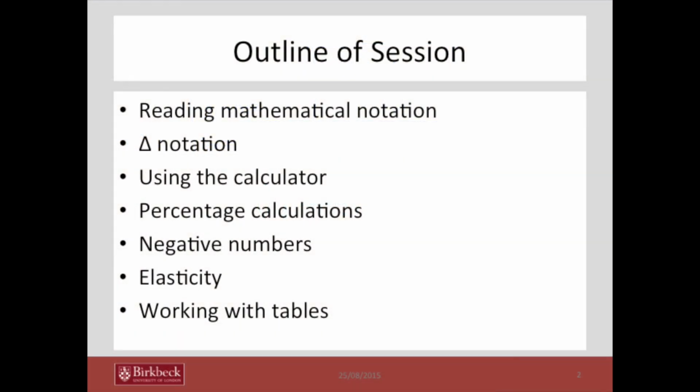In this first tutorial, which introduced you to the basic mathematical skills needed for microeconomics for business, we covered how to read mathematical notation. We went into some detail about the delta notation, which refers to changes. Then we looked a little bit at how to use the scientific calculator. We went into some detail on percentage calculations. We looked at negative numbers, which are very important for elasticity calculations. And then we spent some time on the different types of elasticity calculations. And in the last few slides, we looked at how to read tables.